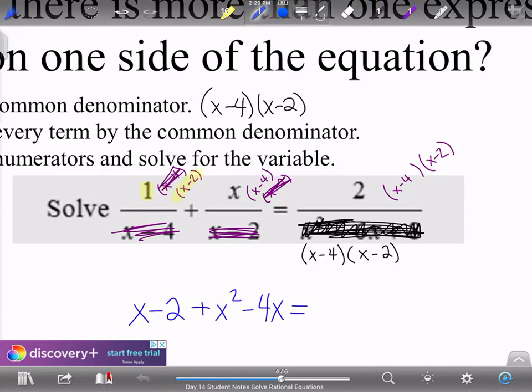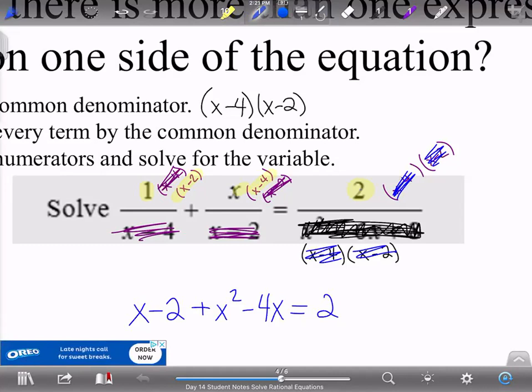For the last fraction, the x minus 4 is going to cancel with the x minus 4. And the x minus 2 is going to cancel with the x minus 2. That leaves us with just the 2 in the numerator. So now we've eliminated all the fractions all the way across.